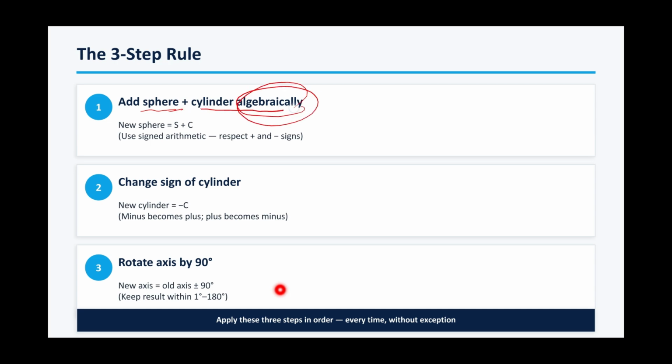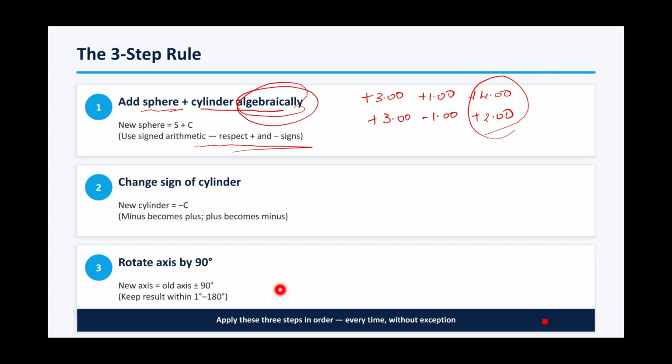This is very important, because suppose you have a +3 sphere and a +1 cylinder. When you add algebraically, it becomes +4. Whereas the same +3 sphere, if you have a -1 cylinder, your final result will be +2. So this is one area where we commonly make a mistake. Please see to it that the sphere and the cylinder are added algebraically, that is, give respect to the plus and minus signs.